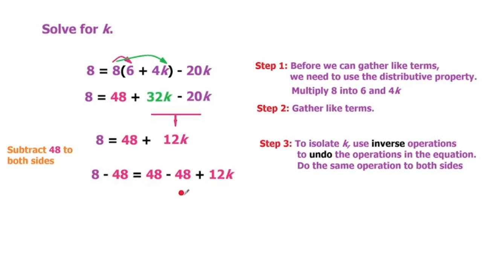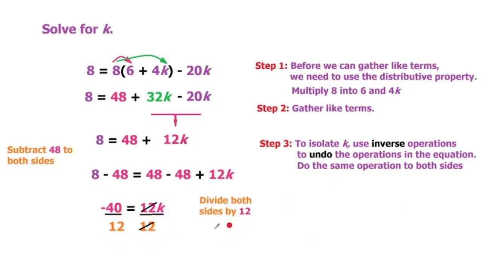So 8 minus 48 equals 48 minus 48 plus 12k. Well, this goes away here, right? So we're left with negative 40 equals 12k. Now we can divide both sides by 12 to further isolate k, because the inverse operation of 12 times k is dividing by 12. So we do that to both sides, okay?